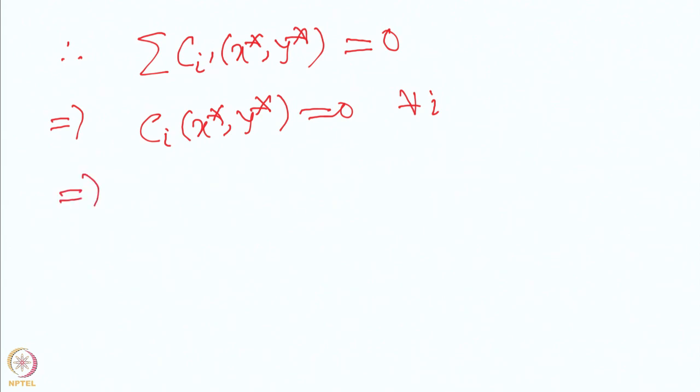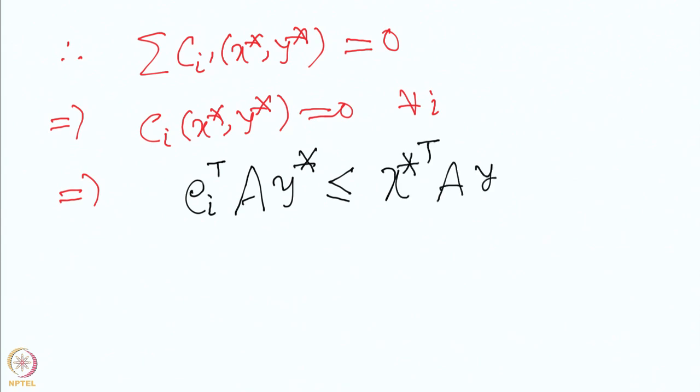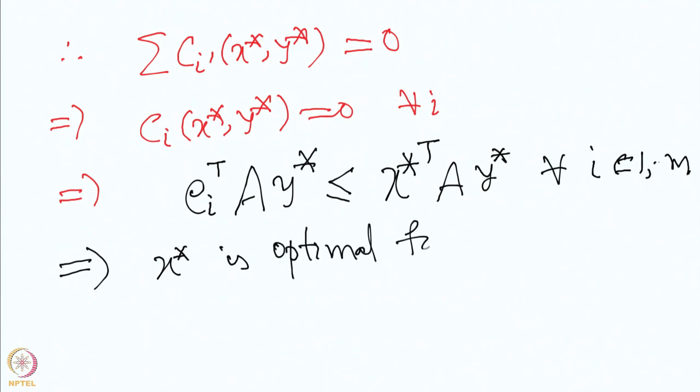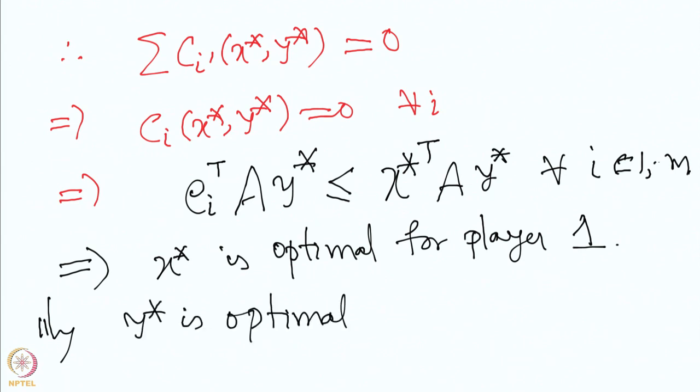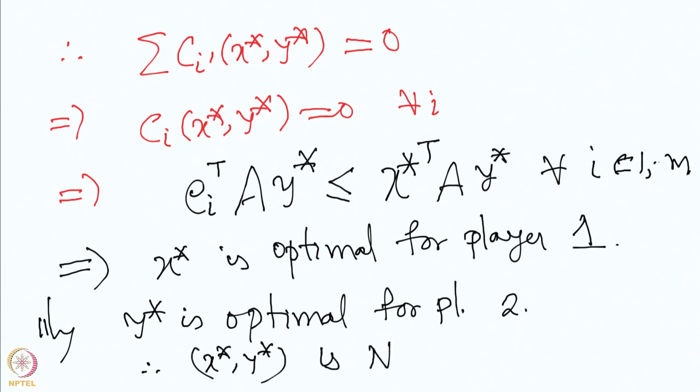This implies ei transpose A y star is certainly less than or equal to x star transpose A y, and this is true for all i running from 1 to m. This implies, okay, it is not y star, x star is optimal for player 1. In a similar fashion, y star is optimal for player 2. Therefore, x star y star is a Nash equilibrium.